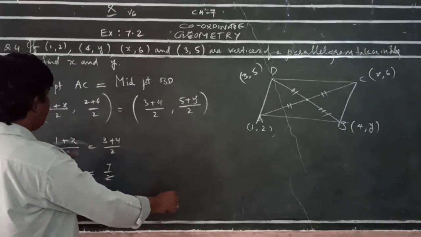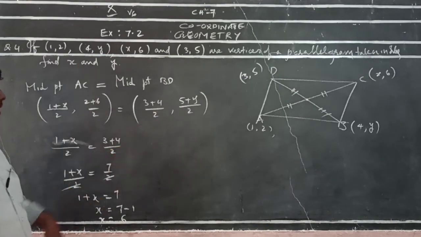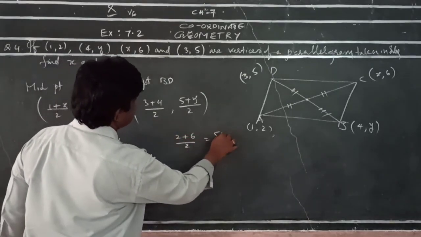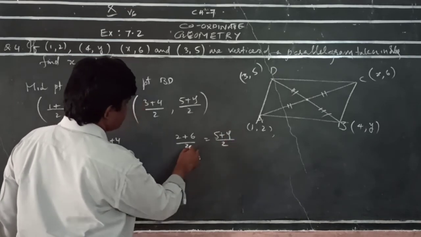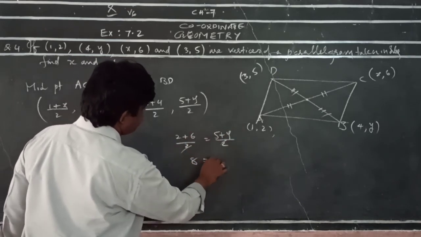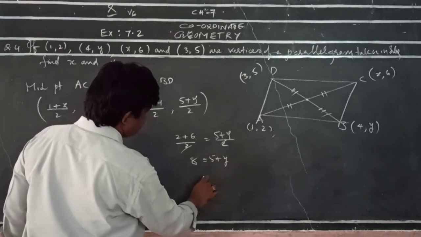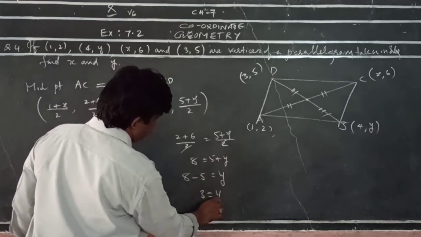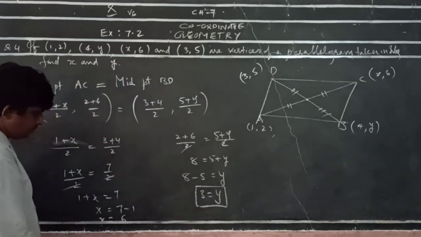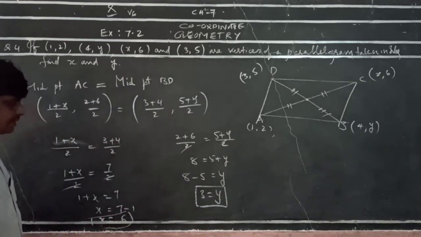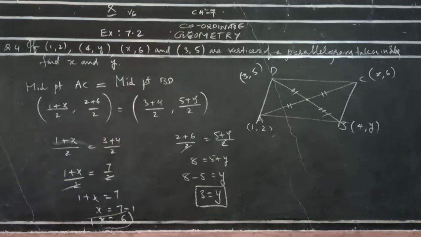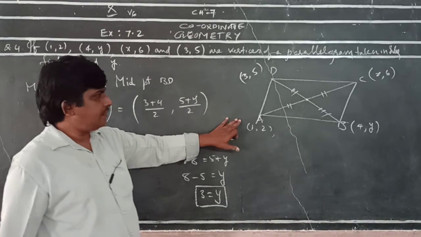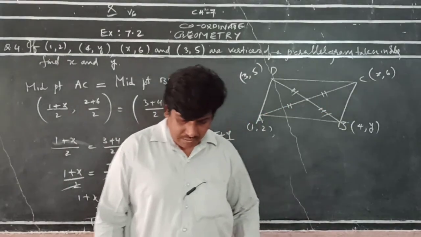In the same way, if we equate the y coordinates, (2 + 6)/2 is equal to (5 + y)/2. The 2 gets cancelled. This is 8 is equal to 5 + y. So 8 minus 5 is y. So 3 is equal to y. So here x is equal to 6 and y is equal to 3. In this way we can find the x value as well as the y value.